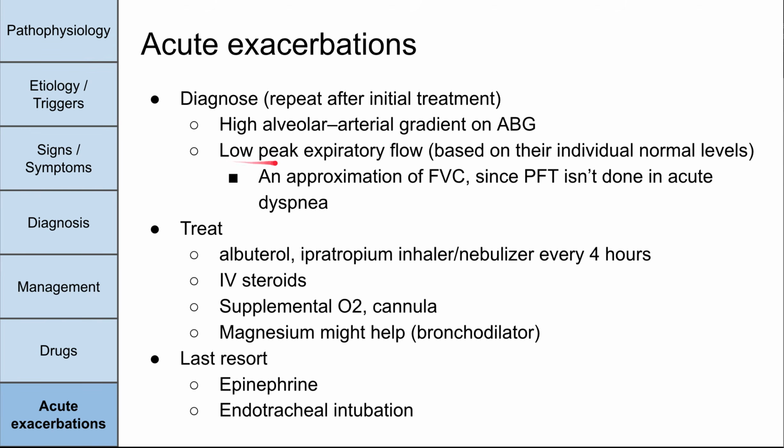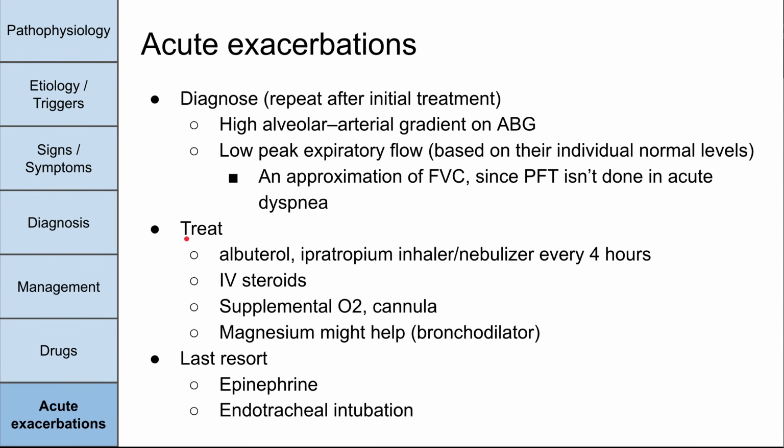They will also have low peak expiratory flow, so this is kind of based on their normal individual levels. Now, you're using peak expiratory flow instead of proper pulmonary function tests because you can't really measure pulmonary function tests when somebody has acute dyspnea. When somebody's really short of breath and really struggling to breathe, you're not going to get accurate readings on pulmonary function tests. So this peak expiratory flow is an approximation of their FVC, and you'll do that in the acute setting.